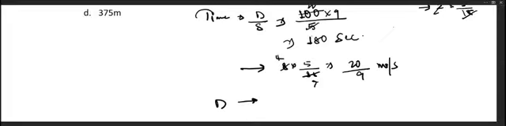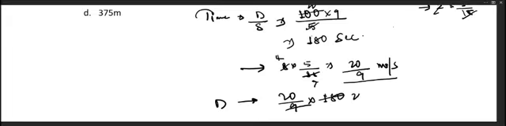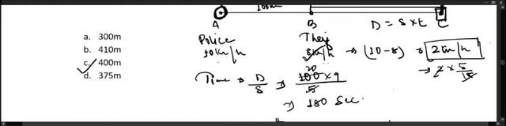Then we will put the above values in the formula, that is, distance is equal to speed into time. Speed is 20 by 9 and time is 180 seconds. Therefore the distance will be 400 meters. Option C is the correct answer.